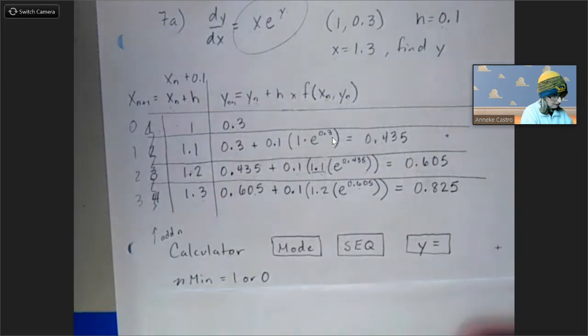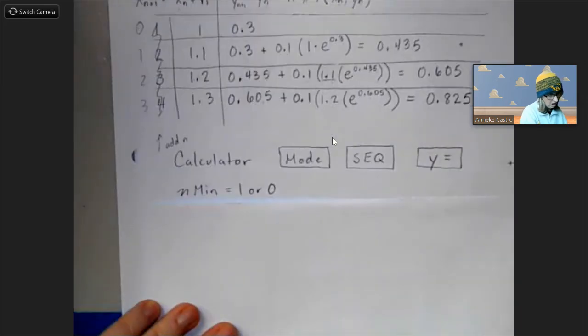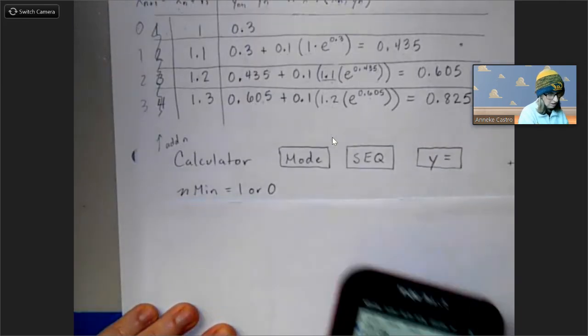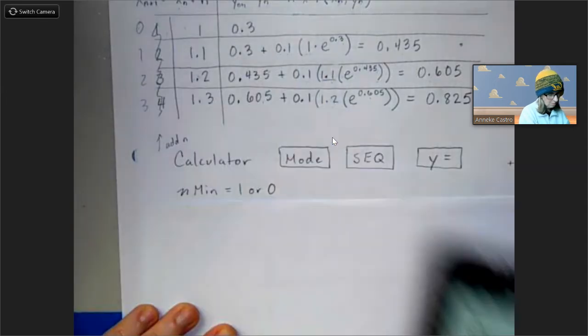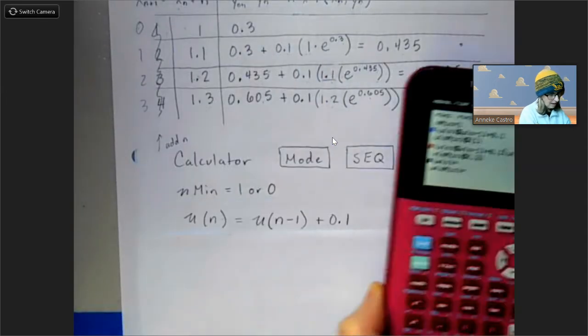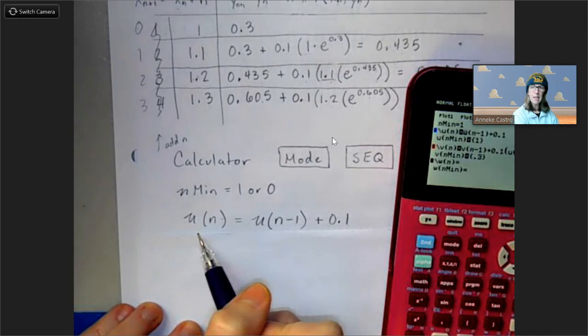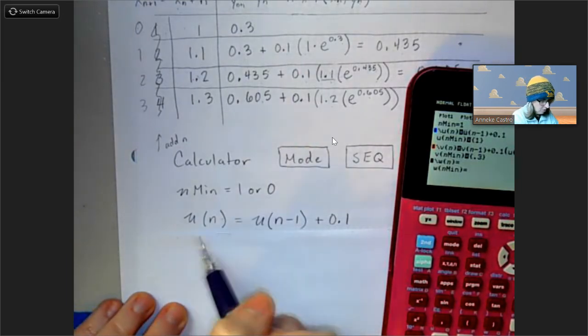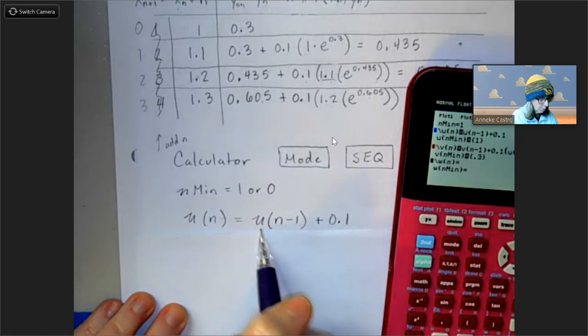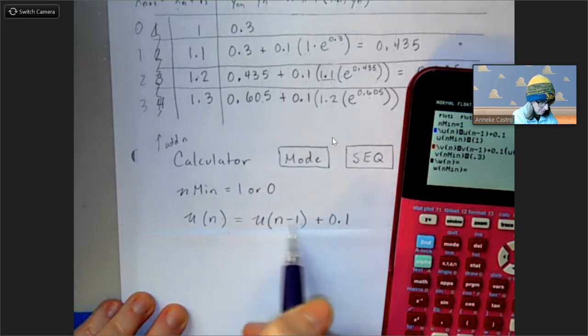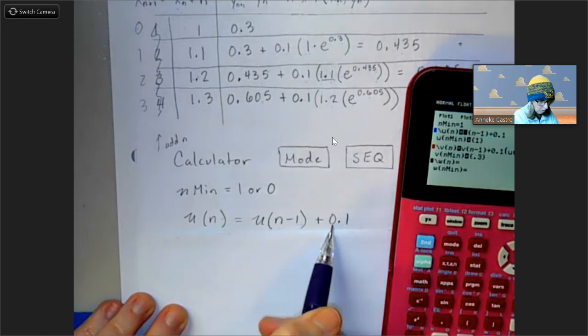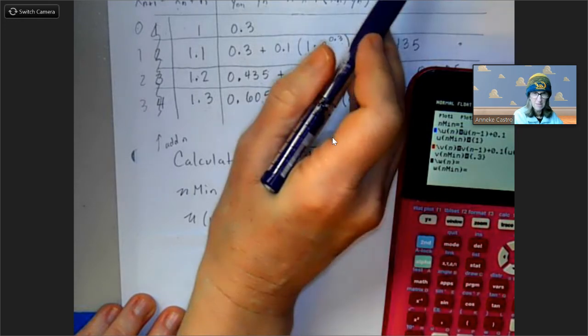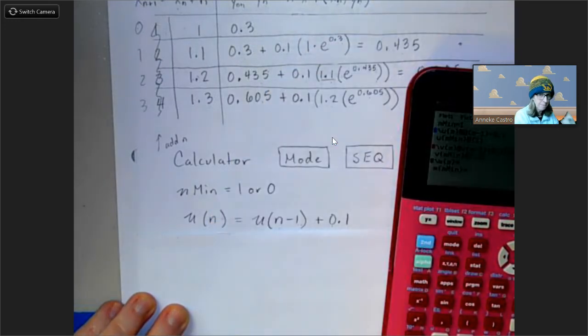Here on my calculator, I wrote this down. I can use n minimum as 1 or 0. It doesn't really matter; it's just these step numbers here. For u of n, this is your x value. What is your x value equal to? It's equal to the previous x value, see the n minus 1? It's equal to the previous x value plus 0.1, which is our step size h that we're taking.